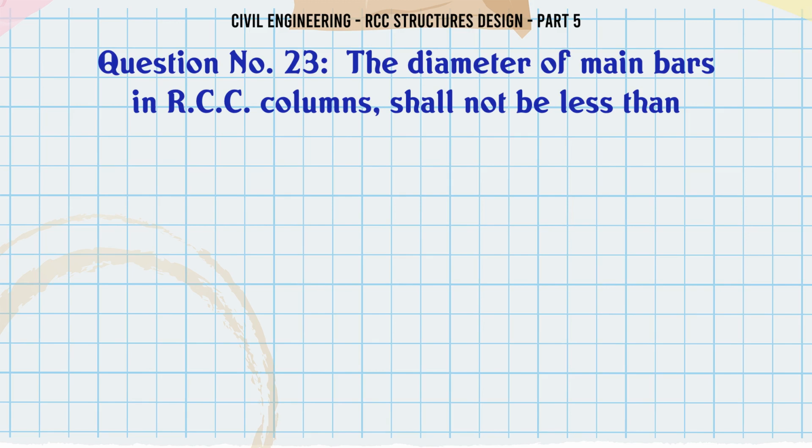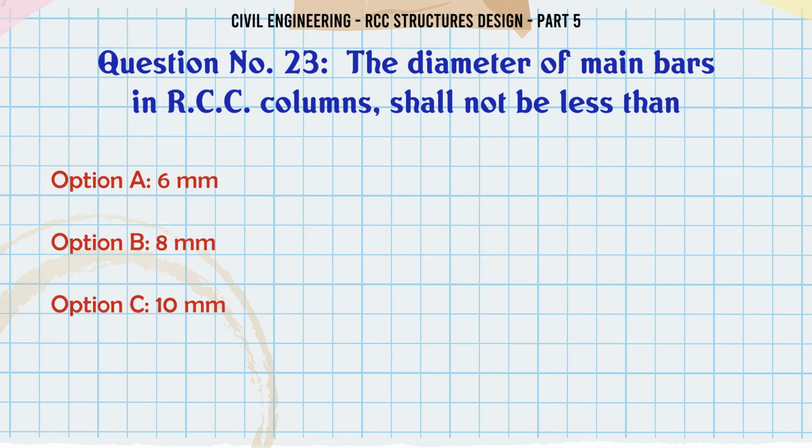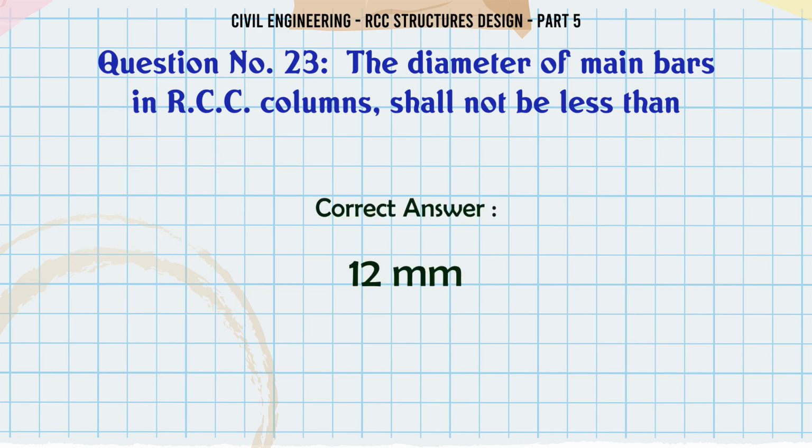The diameter of main bars in RCC columns shall not be less than A. 6 mm, B. 8 mm, C. 10 mm, D. 12 mm. The correct answer is 12 mm.